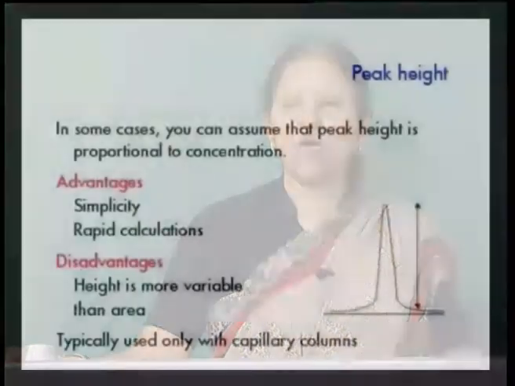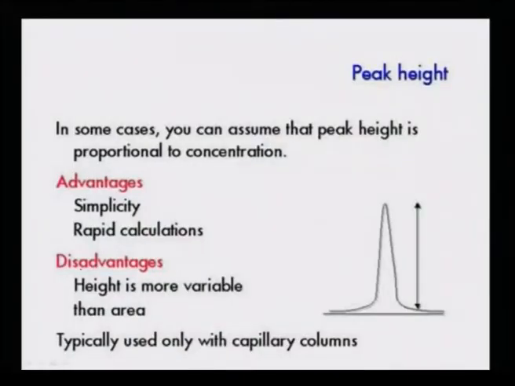But there are disadvantages also. Height is more variable than area. Sometimes the peaks can be broad and they can be short. So, there is a deception, and the results will not be accurate. That is why sometimes some people take into account the entire peak area, typically used for capillary columns. But when we are using a capillary column, peak height is the one which is more commonly used.